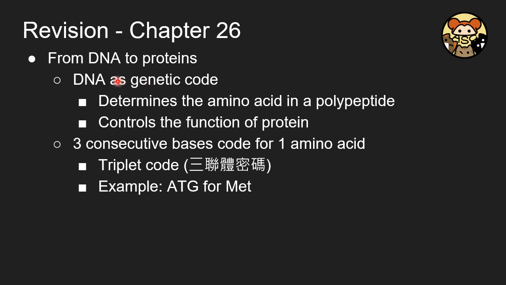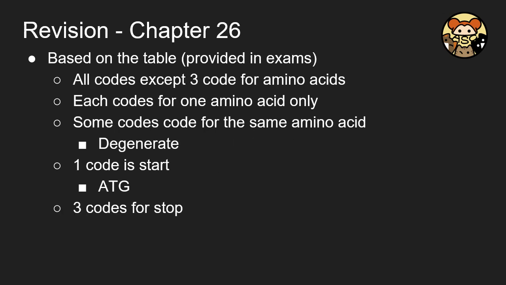So from DNA to proteins, first of all, we understand the role of DNA first. DNA is the genetic code which determines the amino acids in a polypeptide, which then controls the function of a protein. So how does this actually work? The DNA is read as 3 consecutive bases to form 1 amino acid. They call it the triplet code. For example, ATG on the DNA means that you are going to code for methionine as an amino acid.